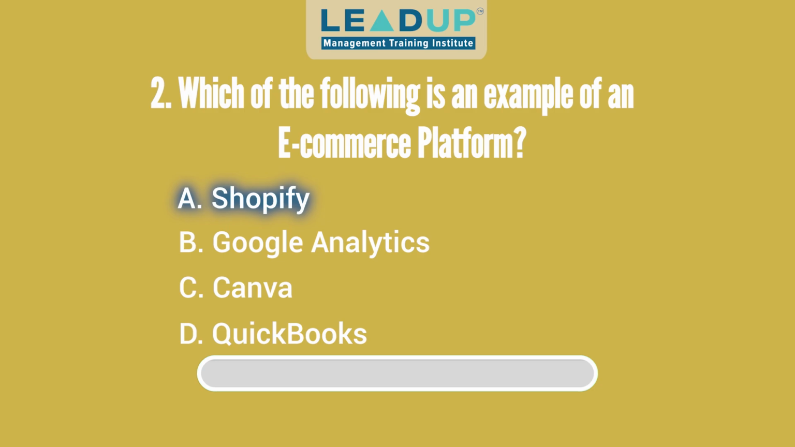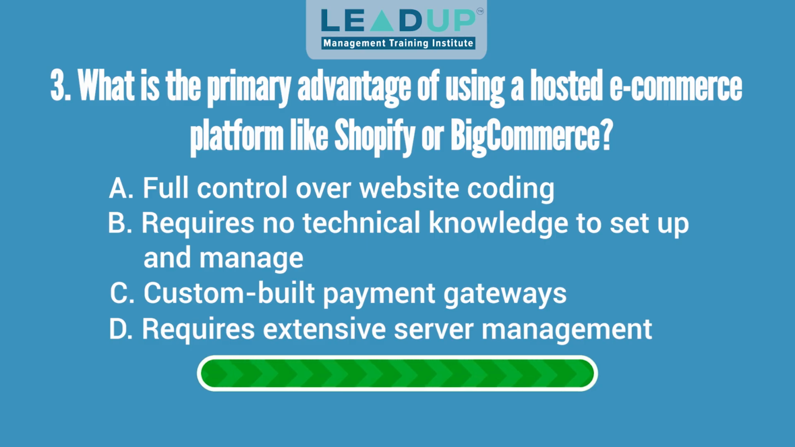Answer: Shopify. Question 3. What is the primary advantage of using a hosted e-commerce platform like Shopify or BigCommerce? A. Full control over website coding. B. Requires no technical knowledge to set up and manage. C. Custom-built payment gateways. And D. Requires extensive server management.